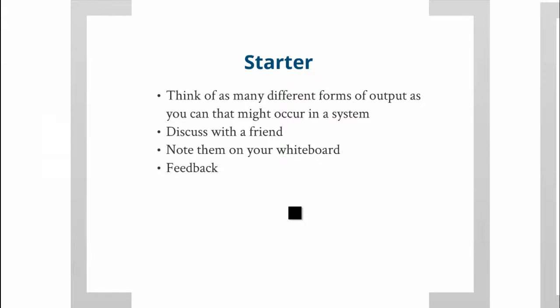Sound is another one. Think about different systems, not just your computer system, but things like a shopping cash register system, or even your computer game systems at home have different forms of output. Think of all the different forms of output that you could have. If you want to pause and do that, that's great, and then have a little discussion. Then we can look at the different forms now.